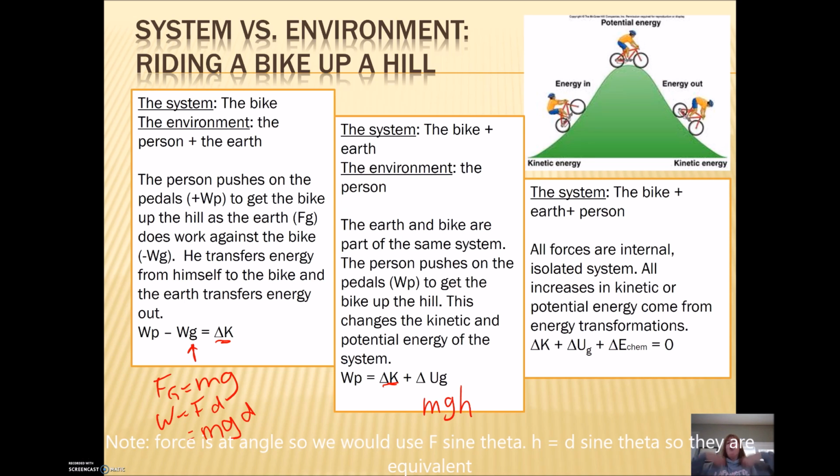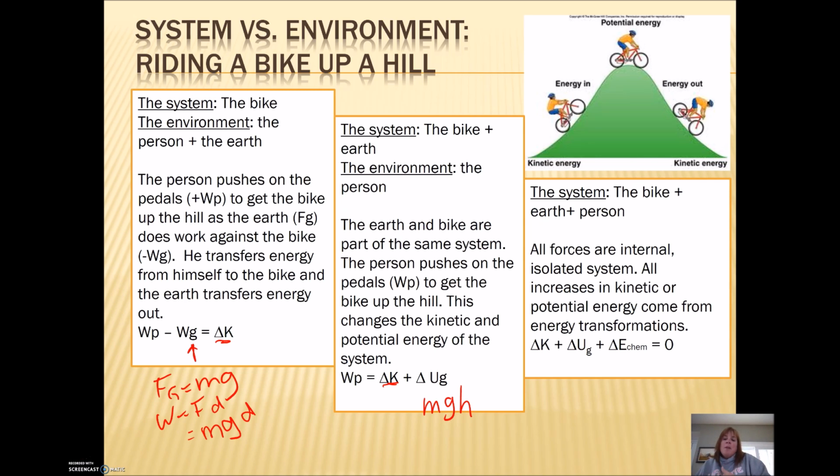Now, what if we put the whole thing in the system, the bike, the earth, the person? Now all my forces are internal, and so now all the changes are just transformations. I am changing kinetic energy into gravitational potential energy, and these changes are coming from this expenditure of chemical energy in your body.